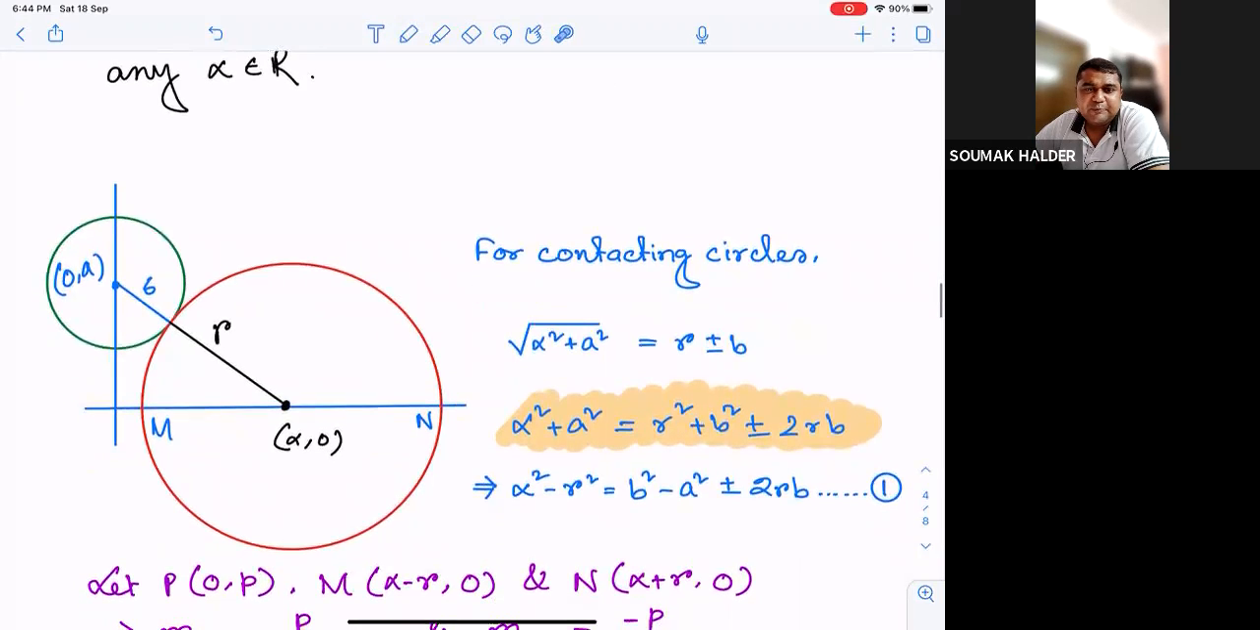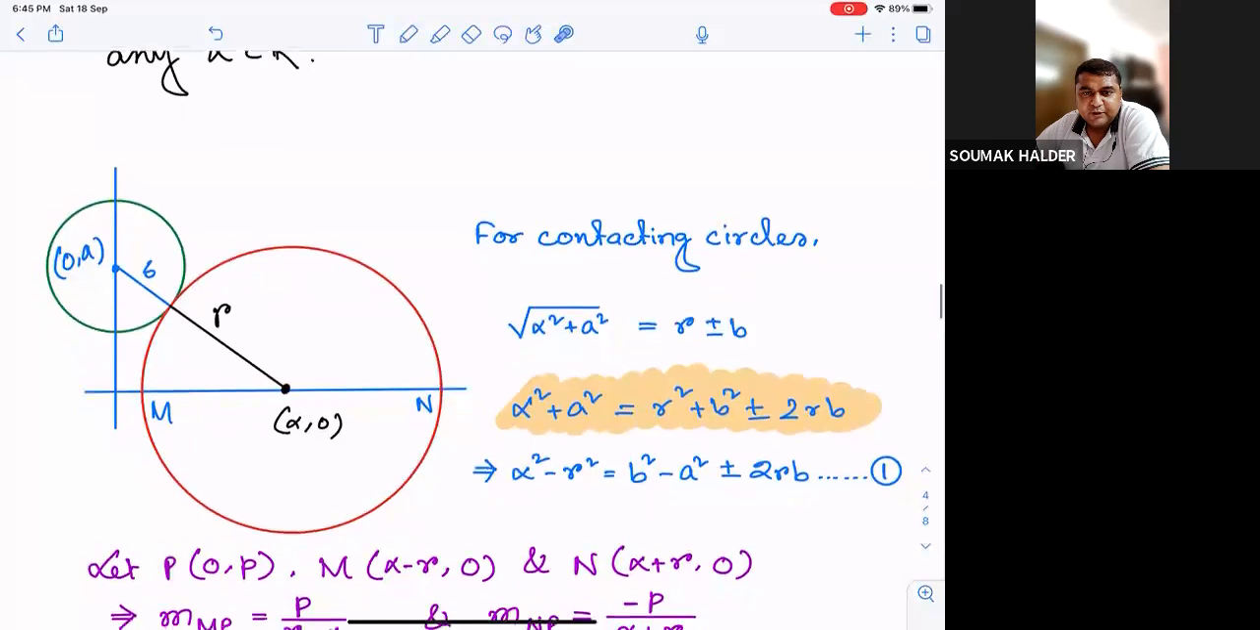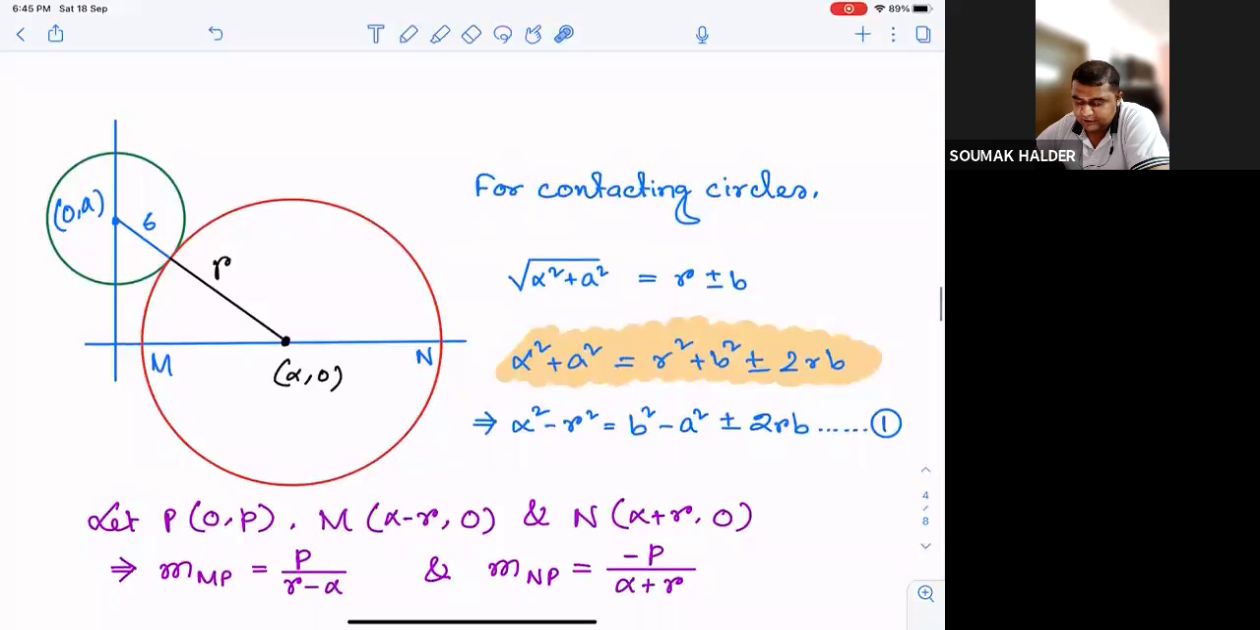Now, if we consider the point P as some (0, p) on the y-axis, and as we have already assumed the radius of this variable circle as r, so M must be (alpha minus r, 0), being the diametric extreme, r units away on the x-axis on the left, and N being considered r units away on the x-axis from the center. So the coordinate is (alpha plus r, 0). Accordingly, we have decided the slope of MP and the slope of NP using change in ordinate by change in abscissa.